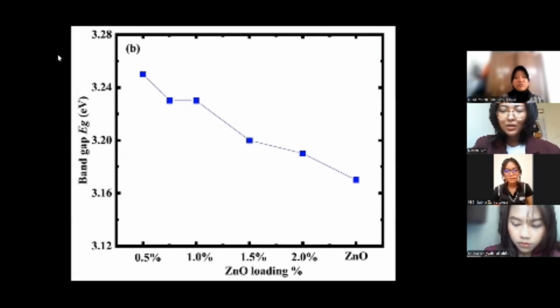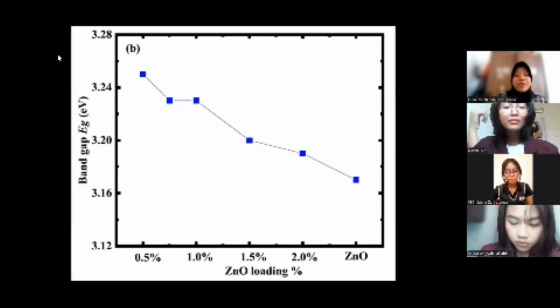And today we would like to explain to you about the graph of the effects of ZnO, or zinc oxide, loading on band gap energy. And let's go back to the topic. So let me explain. My name is Komang Syahrani, and I'll explain this graph.